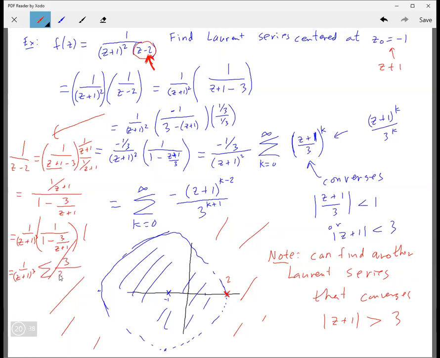That would be 3 over, what's that? I'm wondering, why do we always want to make it look like 1 over z plus 1? That's when you want it to converge out here. Because when it's 1 over that, then that's going to converge for this less than 1, which is the same as z plus 1 greater than 3.